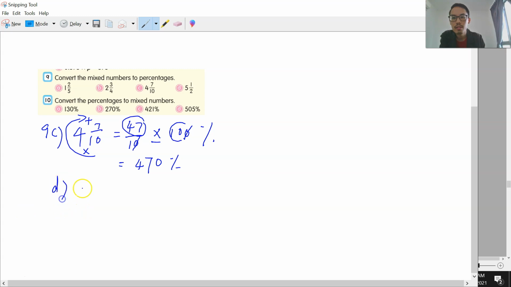Okay, D, 5.5, change to improper fraction, darab, tambah. 2 darab 5, 10, tambah 1, 11. Bawah, salin. Nak tukar ke peratus, darab 100%. Bagi 2, 1. Bagi 2, 50. 11 times 50, 550%.